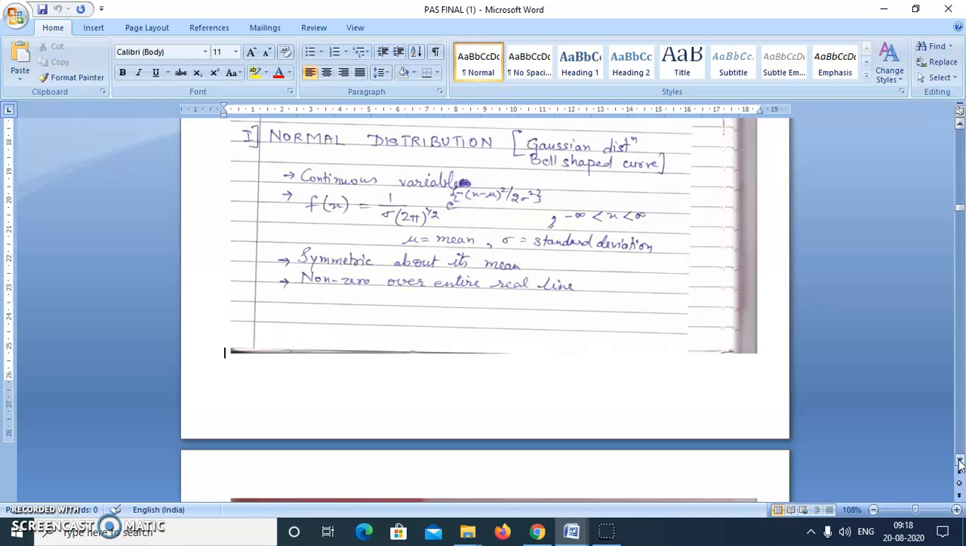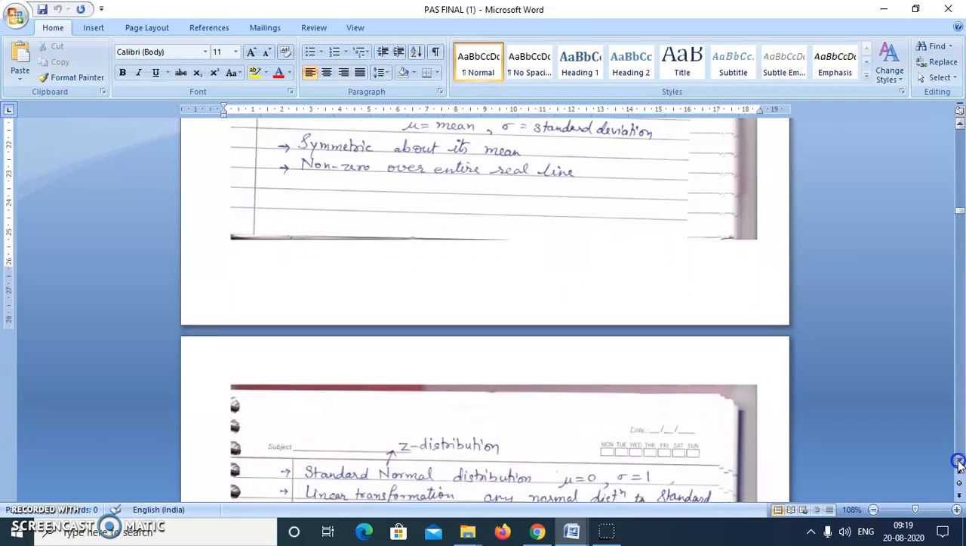It is used for continuous variables, and this is the function given here, which is a complex function which you don't have to remember. Just for your reference, I have written it here, but we'll use the table for normal distribution to do the calculations. The curve goes from minus infinity to plus infinity, and it is a biparametric distribution, which means it is defined by two parameters: one is mean and one is standard deviation. It is symmetric about its mean. That means 50% of the readings are below the mean and 50% of the readings are above the mean.